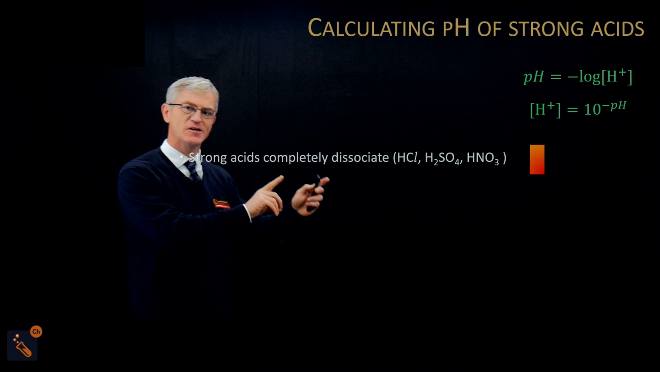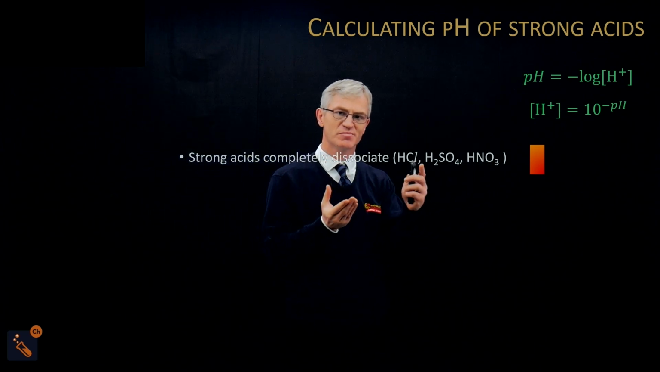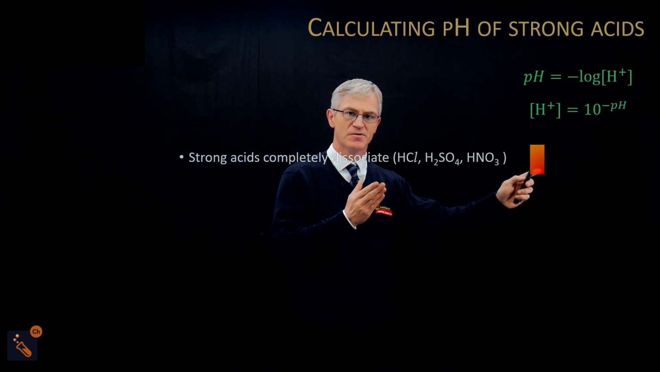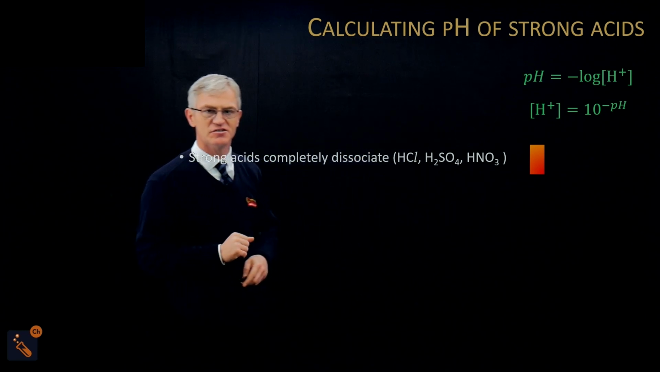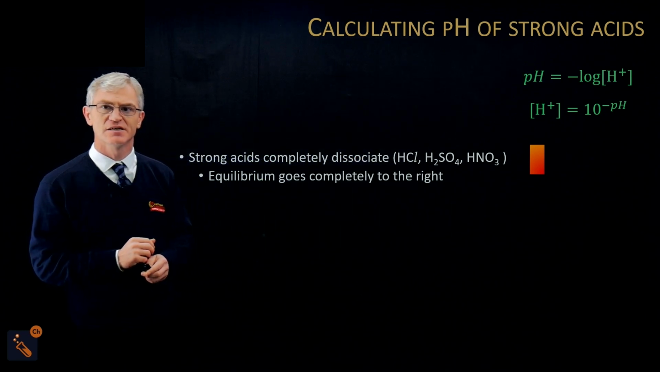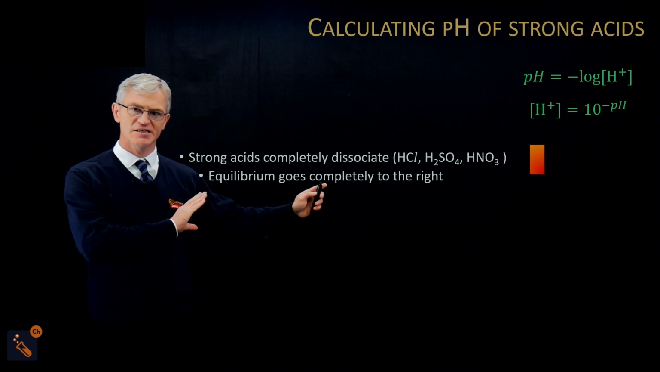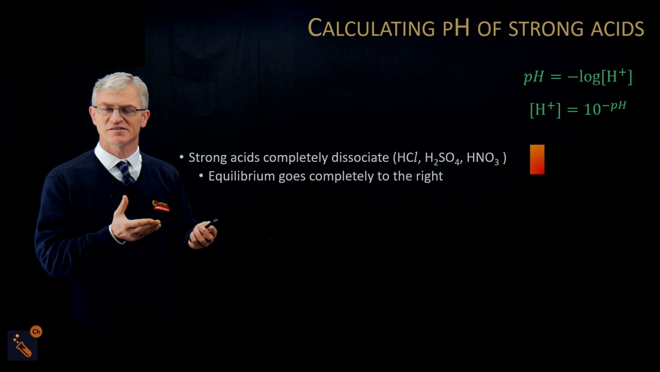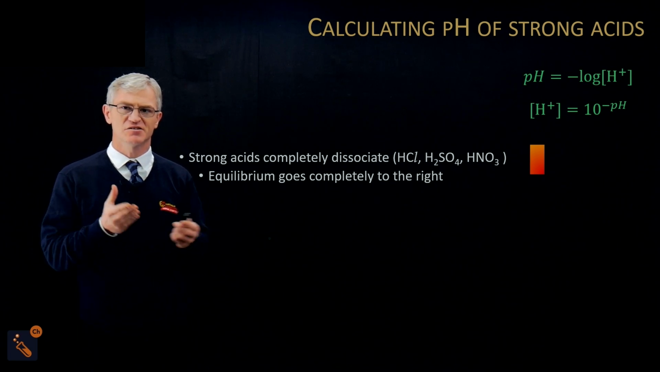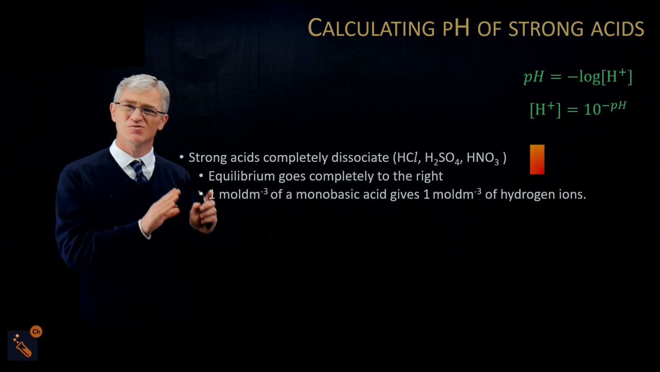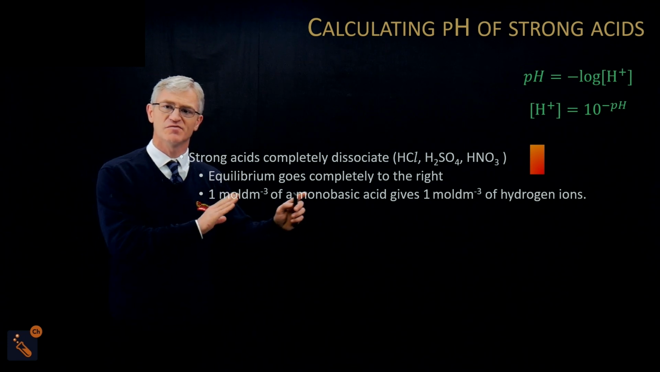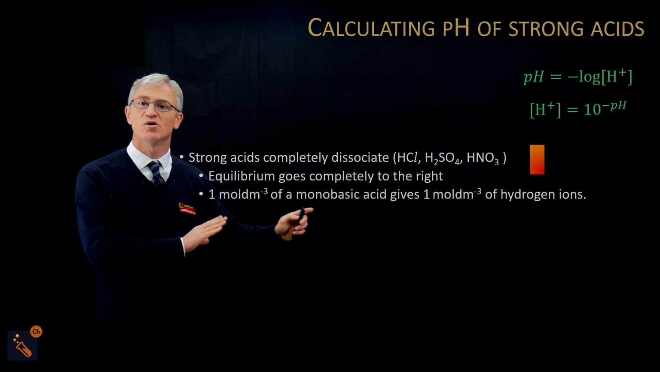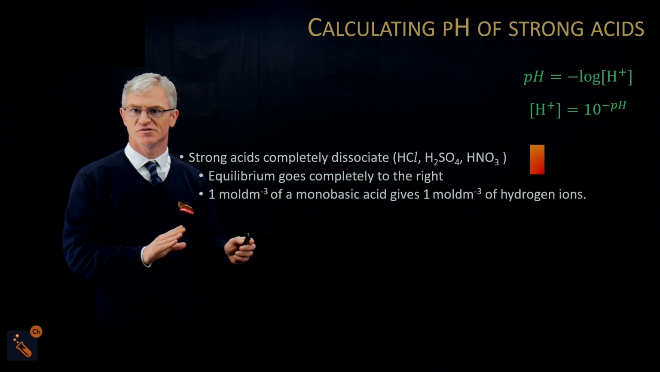Now, strong acids completely dissociate, and these are the ones I expect you to remember. Okay, and they have generally those colours with a universal indicator. Now, the equilibrium goes completely to the right. Okay, so that basically means all acids are in equilibrium, and you can see they're all reversible arrows. And that also means that 1 mole per decimeter cubed of the monobasic acid will give 1 mole per decimeter cubed of the hydrogen ions.